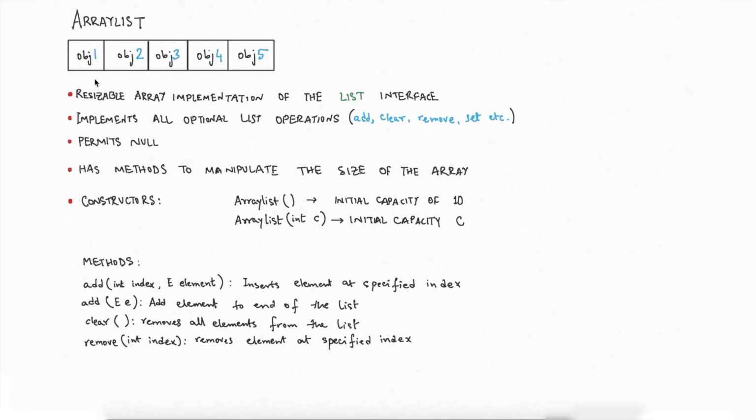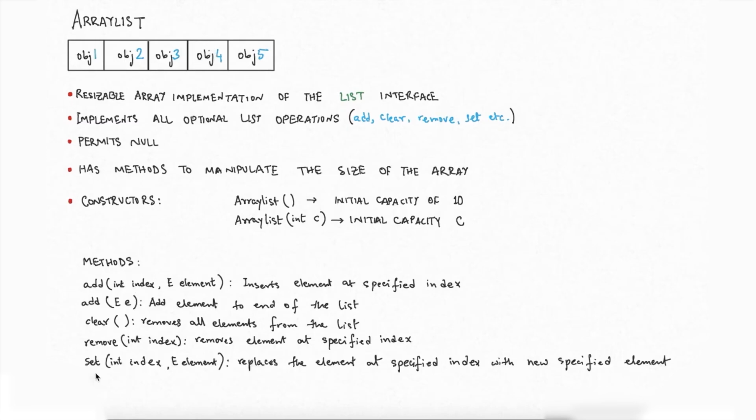So for example, here object 1 has an index of 0, object 2 has an index of 1, object 3 has an index of 2, object 4 has an index of 3, and object 5 has an index of 4. So if we say remove 3, then 0, 1, 2, 3, this object will be removed from the list.